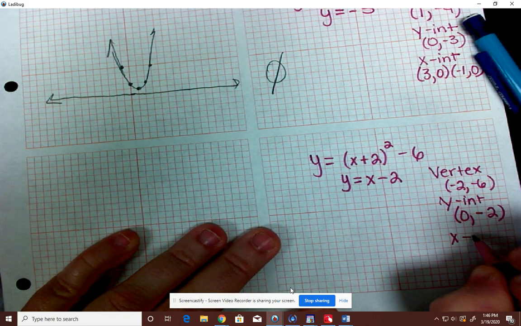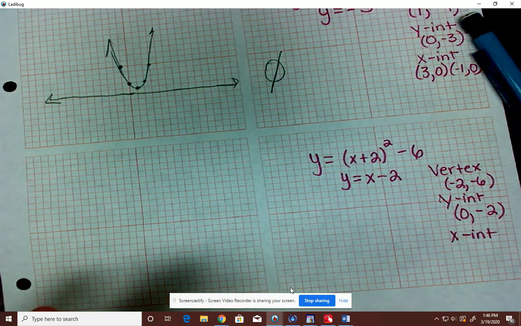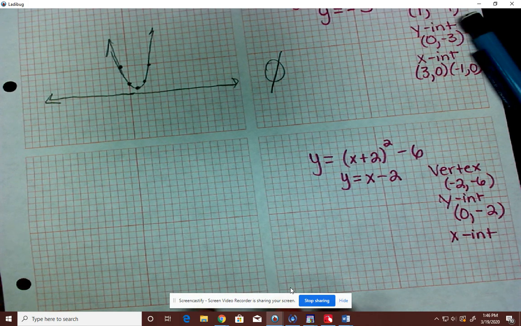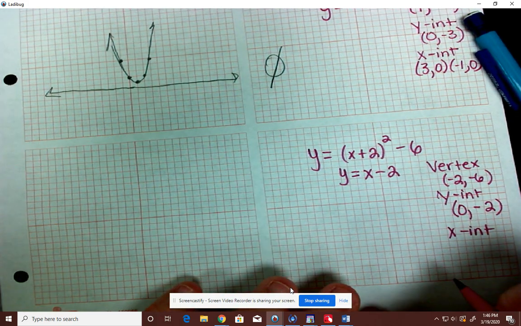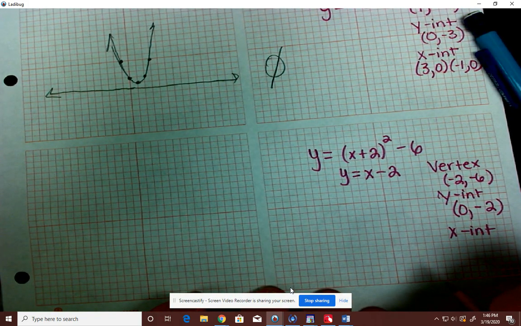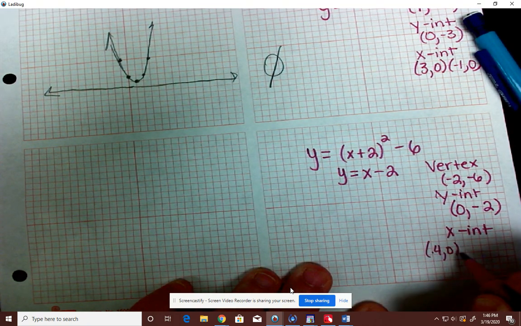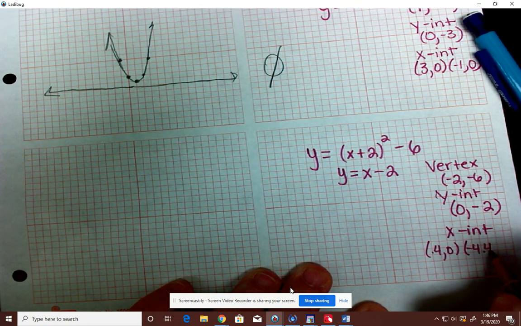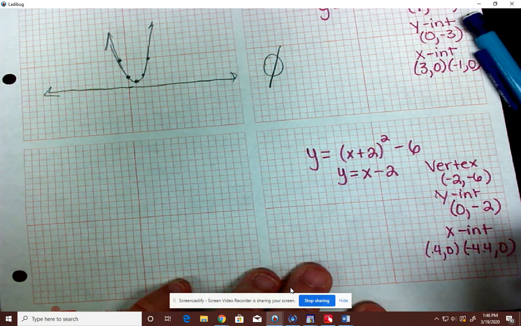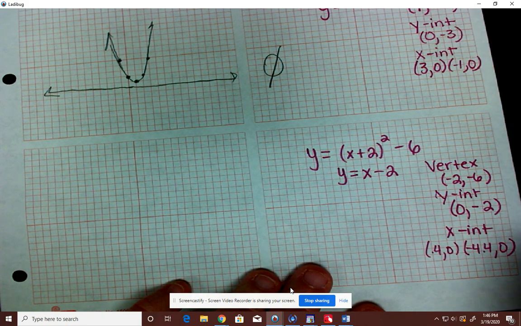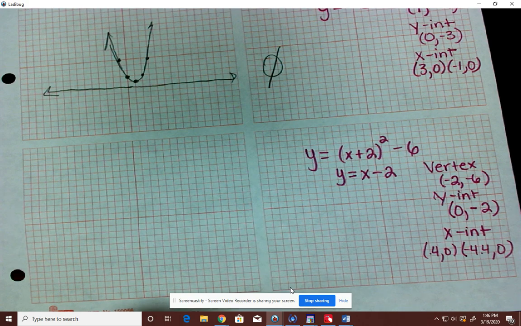For the x-intercepts, I have to add 6 and take the square root. The square root of 6 is about 2.4. And then subtract 2 from positive 2.4 and negative 2.4. And so we're going to get about 0.4 and negative 4.4. Or if you get something like that and you want to just plug in points so that you don't have decimals, that's okay too.